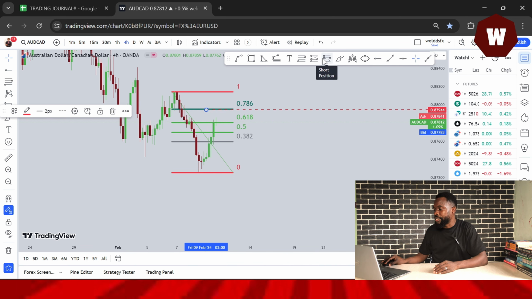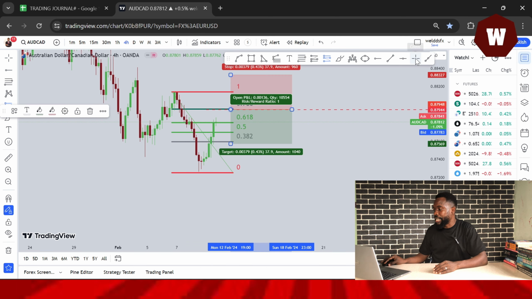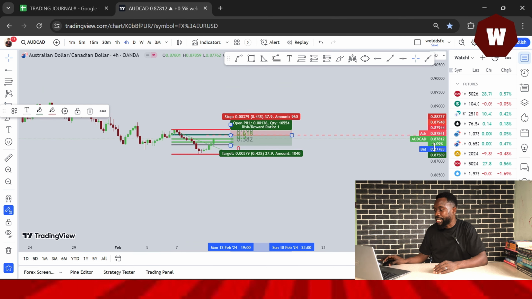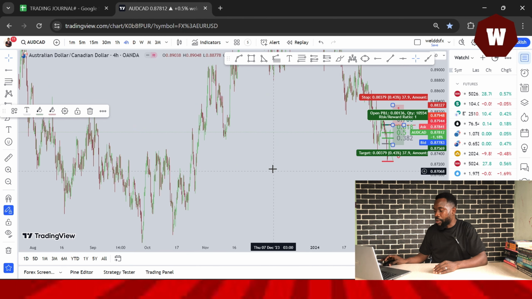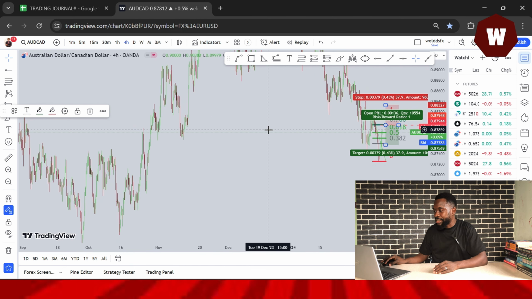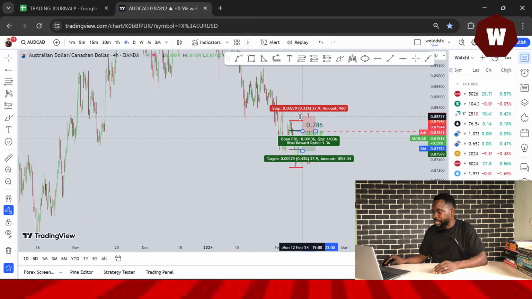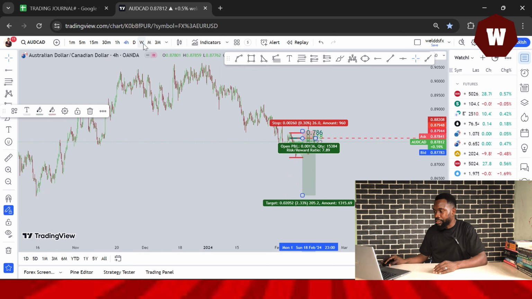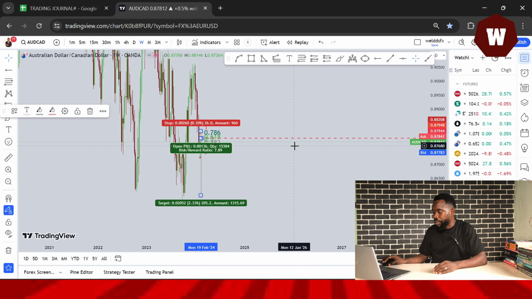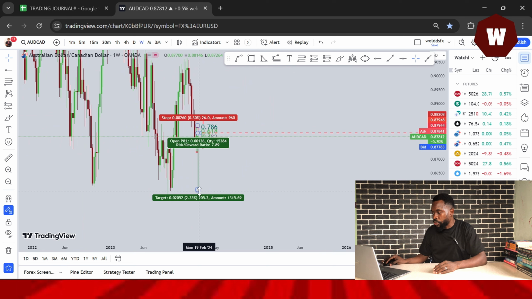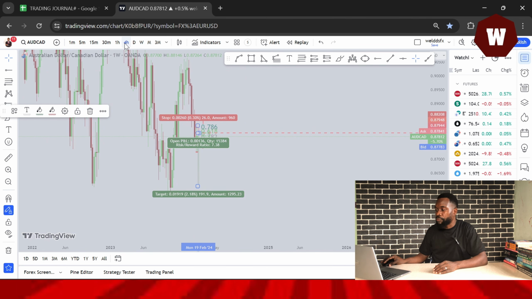So let's look at this short from here. We are selling from there, and then we can target our weekly target. Our stop loss is right there, then we move the take profit down to the take profit target. If I go to the weekly time frame, that movement that we saw on the weekly time frame is where we are going to exit this trade. Okay, so come back to the 4-hour time frame.